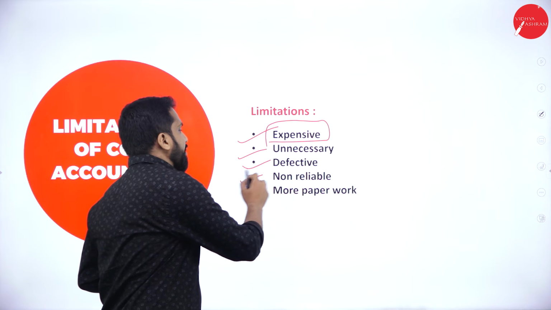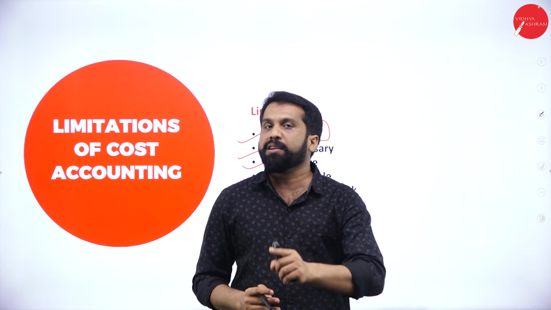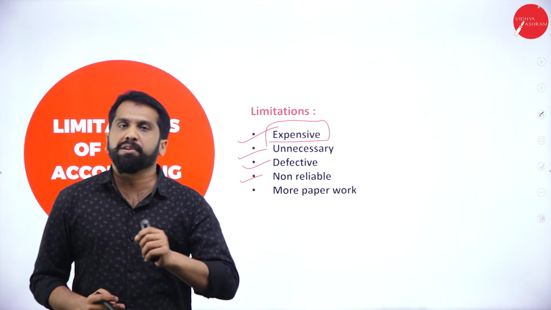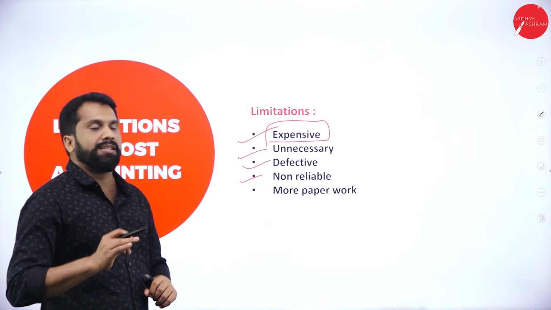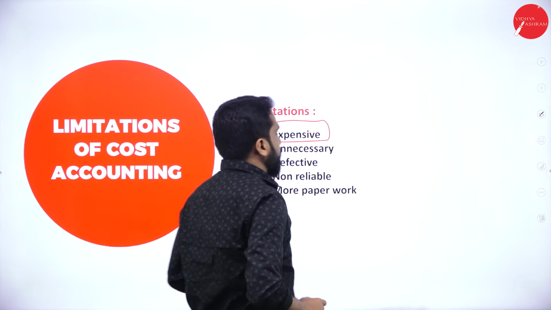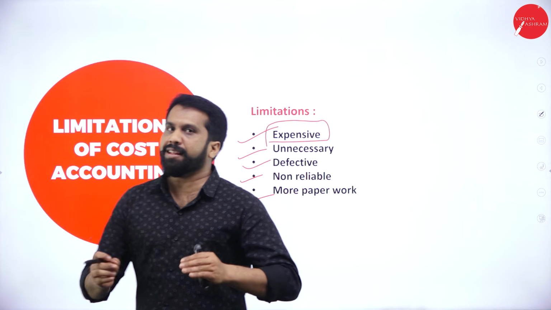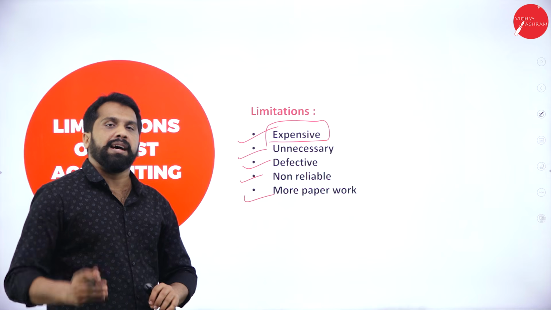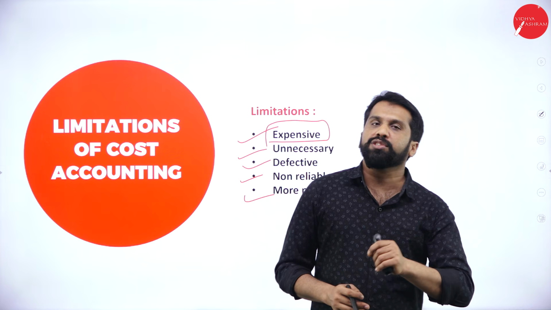Next, non-reliable. I cannot rely on the person who is a cost accountant. If he is not experienced, whatever data or information he gives may be wrong. Because of that, your whole calculation goes wrong. So finally, you will be under loss. That is why it is not reliable. Next, more paperwork. In cost accounting, we need ledgers, statements, calculation sheets, worksheets. So your paperwork is more time consuming and you will waste your stationery. So these are the disadvantages under cost accounting.